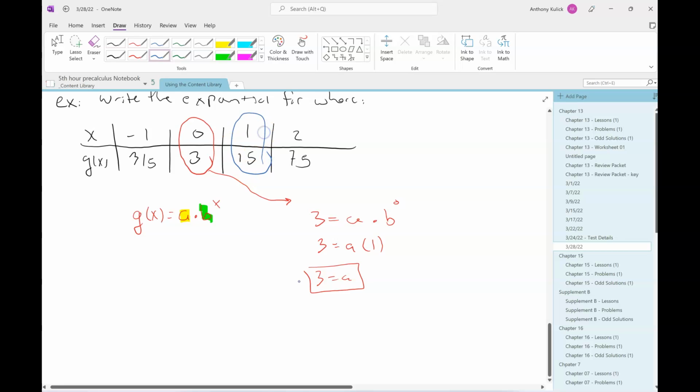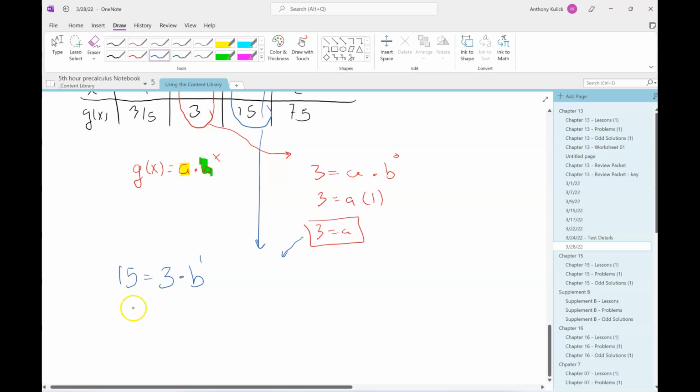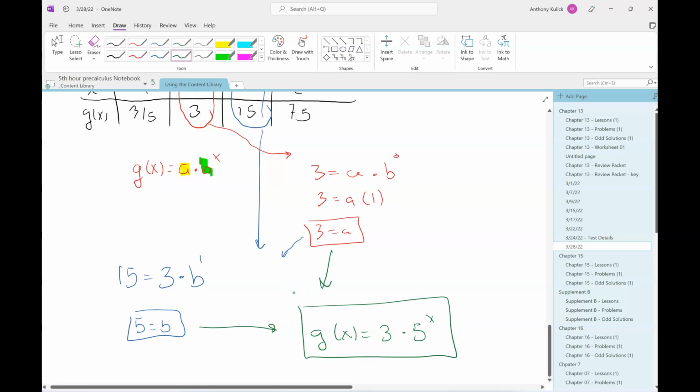Now I'm going to pick some other point, and along with a, so I can say 15 is equal to 3 times b to the first. So b has to be 5. Yeah. So if I take these and put them together, my function is, oh, I guess we called it g of x in the problem, is 3 times 5 to the x. Is that the same thing as 15 to the x? No! A little bit more enthusiasm, people.